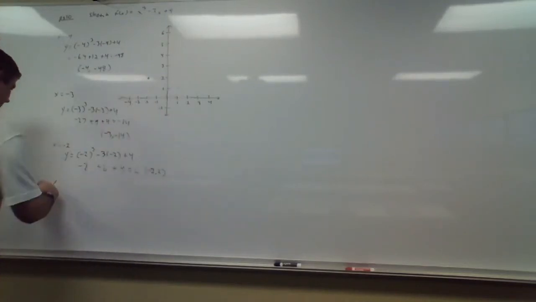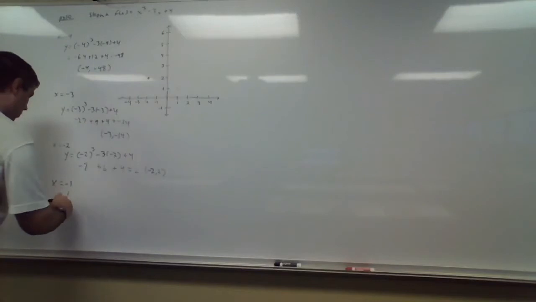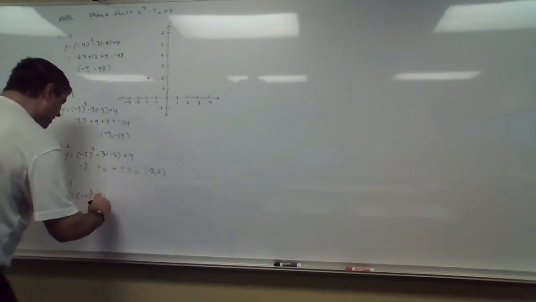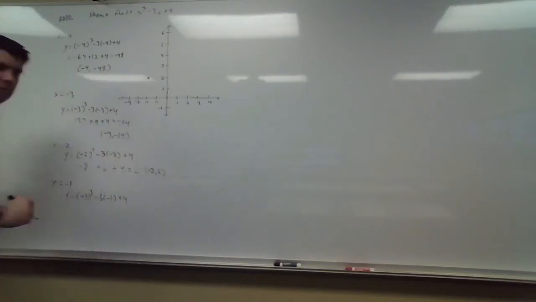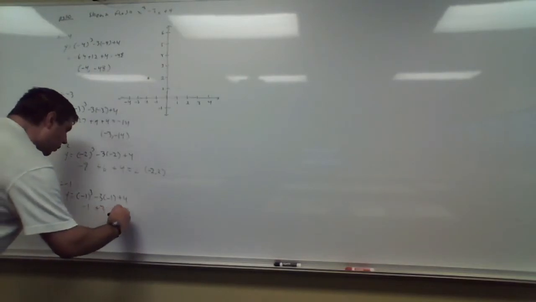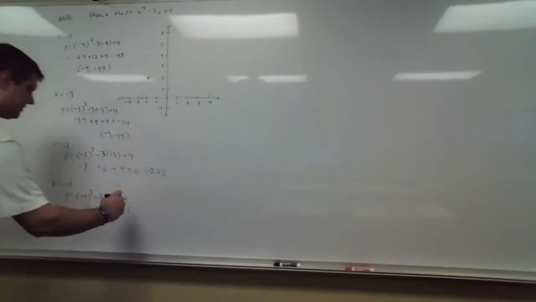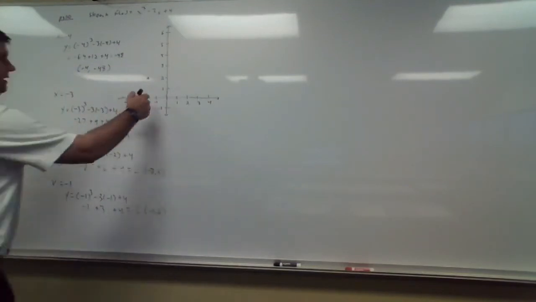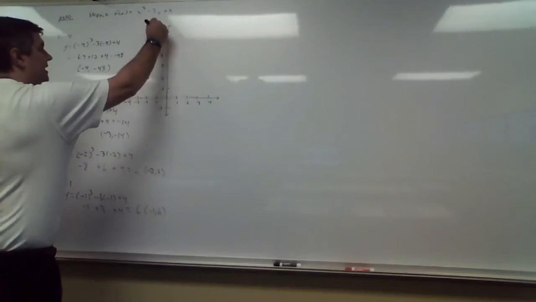Now we'll do X equals negative 1. Y will equal negative 1 cubed minus 3 times negative 1 plus 4. Okay? So that's got to be negative 1 plus 3 plus 4. That's going to be 6. So negative 1, 6 is the point. Negative 1, 6, right there.